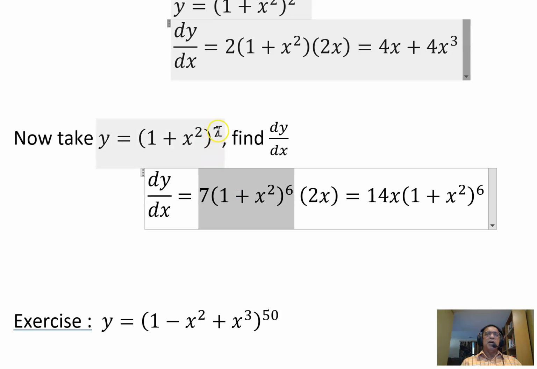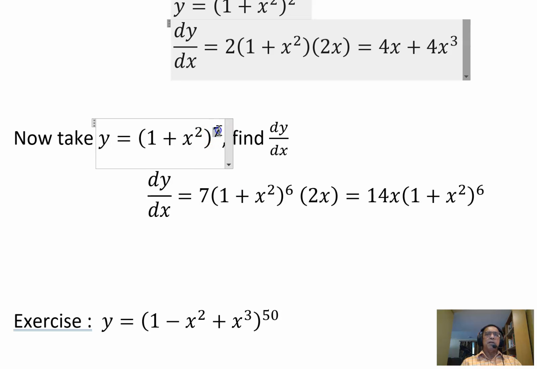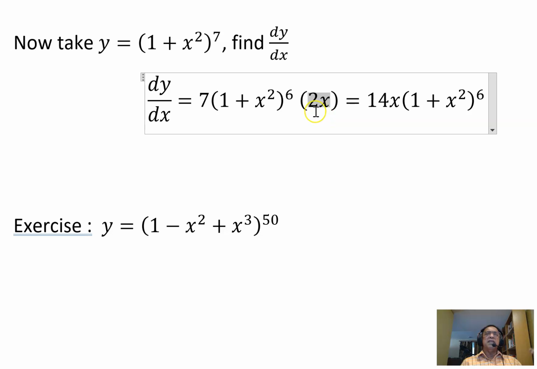Now we forget about the outer wall completely. We completely forget about this power 7, and we go inside. And what is inside? We see 1 plus x squared, and we differentiate that. We get 2x, and you simply multiply by that. Bang, you're done. So 7 times 2x is 14x, and 1 plus x squared to the power 6. So it's a very easy technique to do once you get the hang of it.